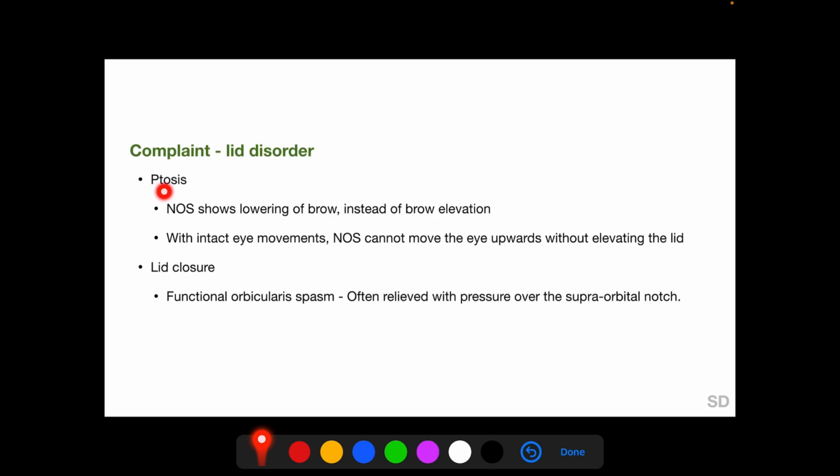In functional ptosis, an NOS will show lowering of the brow instead of brow elevation in case of an organic ptosis. And with intact eye movements, when the NOS is asked to look upwards, he or she will not do so in order to not elevate the lid. Orbicularis spasm can also be functional and is often relieved with pressure over the supraorbital notch.